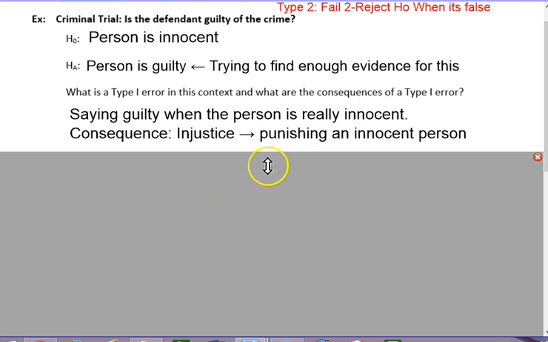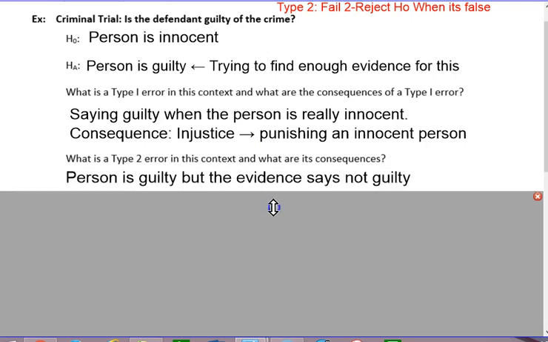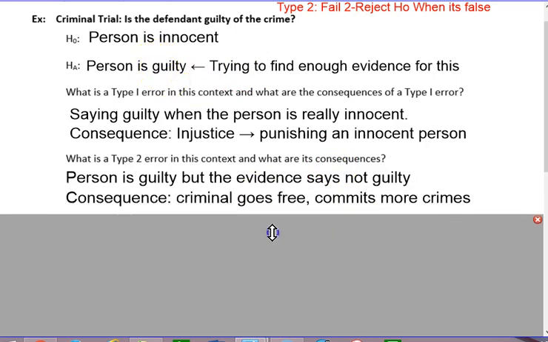What would be a type 2 error in this situation? Well, the person is really guilty, but the evidence says not guilty. There's not enough evidence to prove they're guilty. So what's the consequence of this? A criminal goes free, maybe commits more crimes.